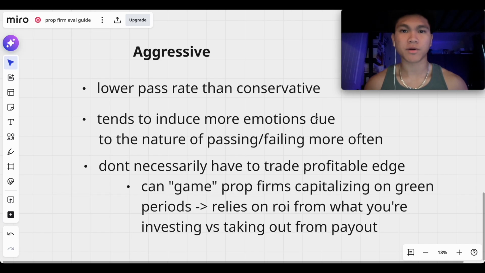And for the aggressive approach, in general, compared to the conservative approach, you will have a lower pass rate just because of how much you are risking per trade. It also tends to be a lot more emotionally inducing, meaning that if you're someone who has difficulty following their plan, you will probably be unable to fully capitalize on this aggressive approach just due to the nature of passing and failing more often.